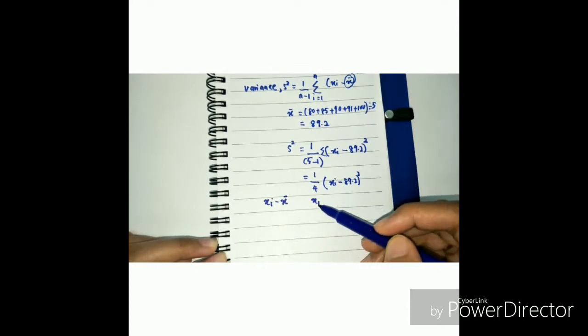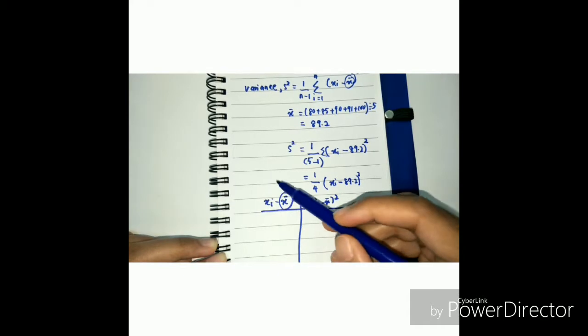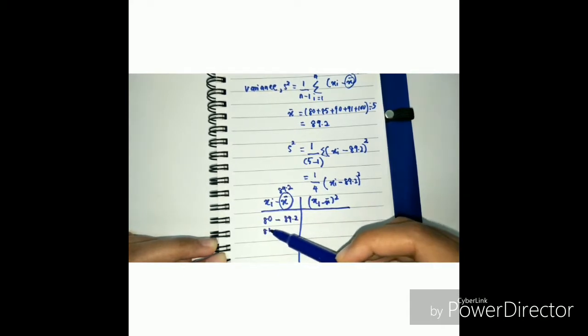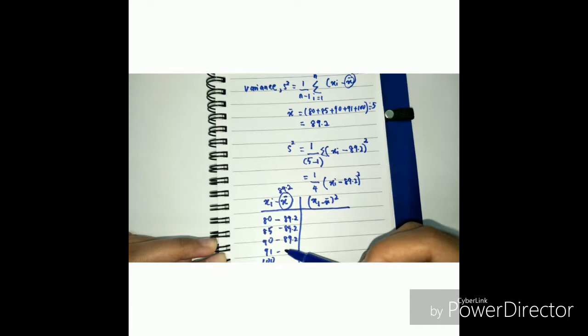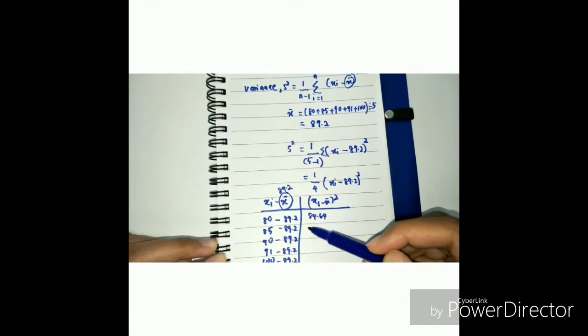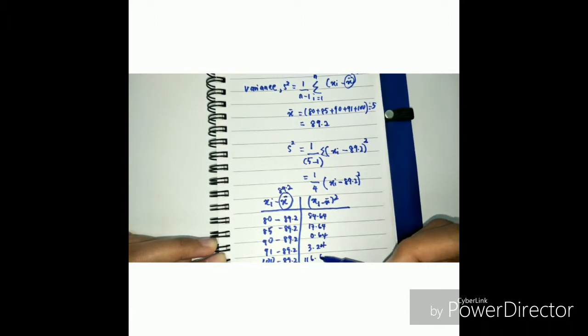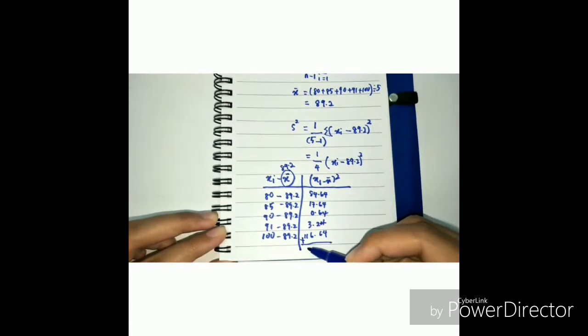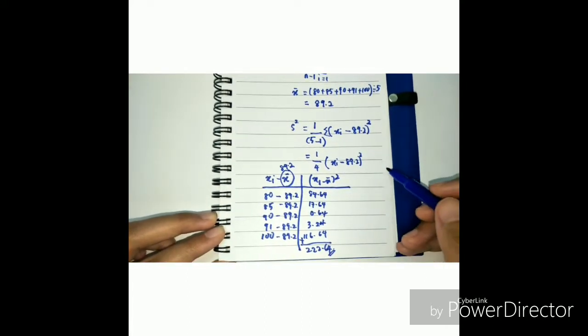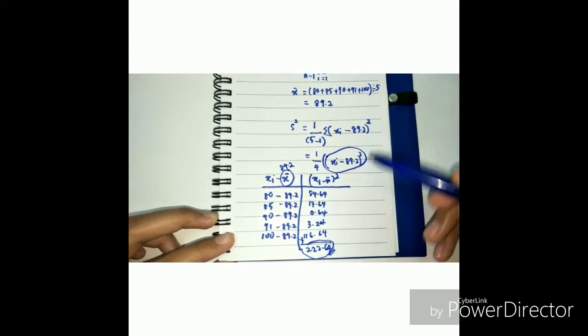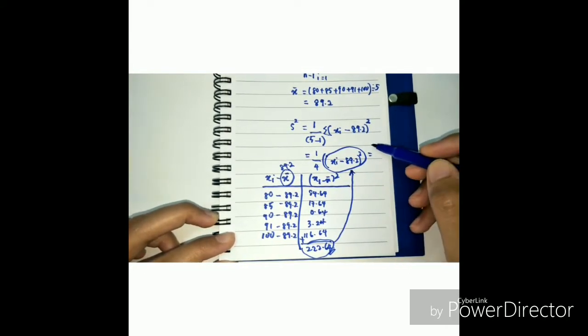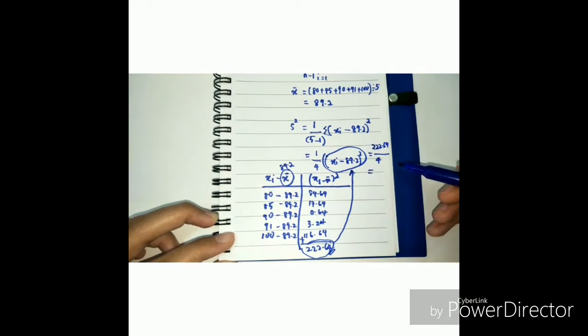Then we need to calculate the individual observation minus the mean, and the summation of squares for the answer. Then insert the answer into the formula and calculate it. So the answer is 55.7. Now let's calculate the standard deviation.